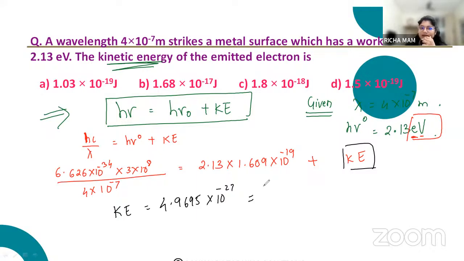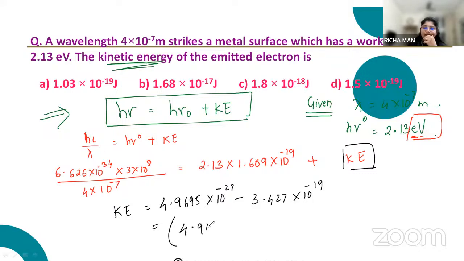Minus 2.13 into, I'll just multiply it, 2.13 into 1.609, that is 3.427 into 10 raised to minus 19. Okay, do this simple calculation.